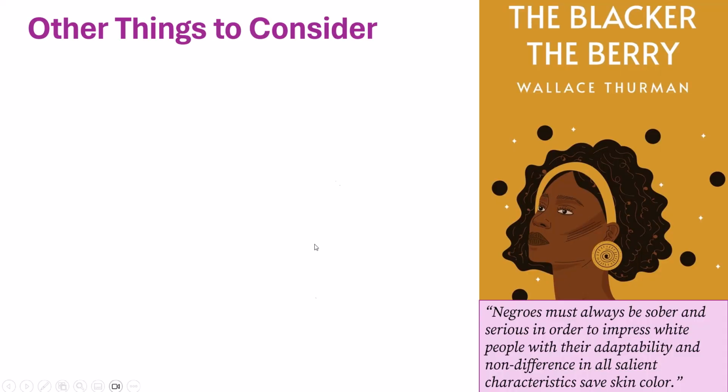Other things to consider. This is something I brought up last time. This is a quote from the book. "Negroes must always be sober and serious in order to impress white people with their adaptability and non-difference in all salient characteristics, save skin color." This is something that Emmylou thinks, and something that the author, Wallace Thurman, was vehemently opposed to. He did not think that you had to be sober and serious or impress white people. What would be the point of that?